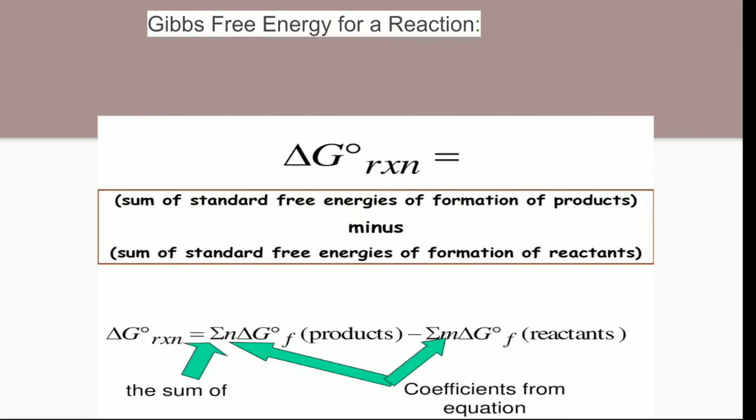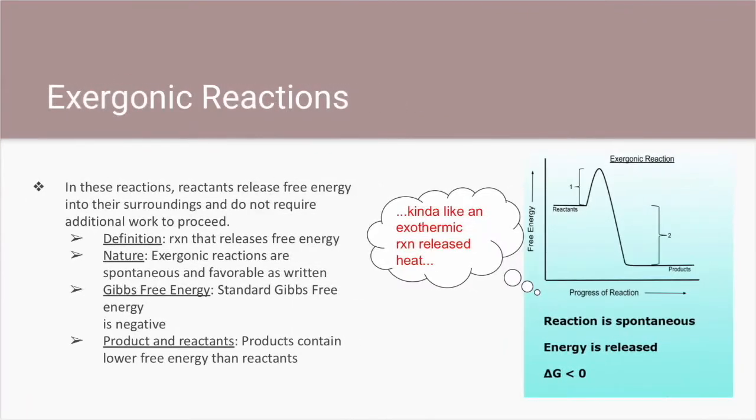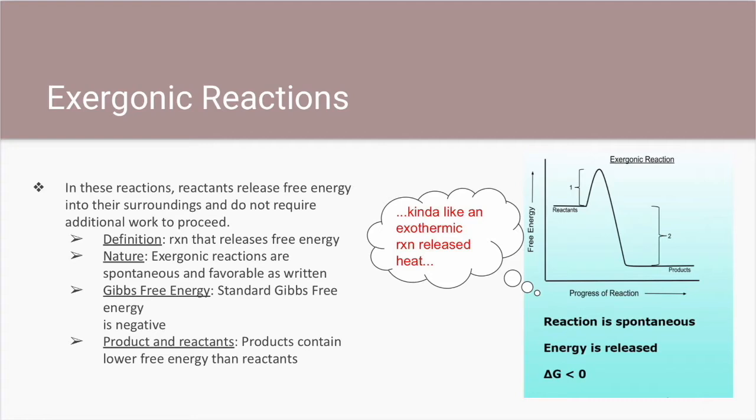We have the sum of standard free energy of formation of products minus the sum of standard free energy of formation of reactants. Now I'm going to talk about endergonic and exergonic reactions and how they relate to ΔG. To begin understanding these reactions, we can look at their prefix. Exergonic is similar to exothermic in that something is being released. However, the difference is what is being released. For exothermic, heat is being released, and for exergonic, free energy is released.